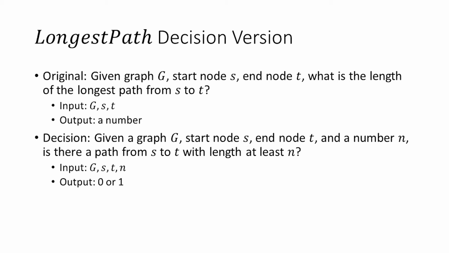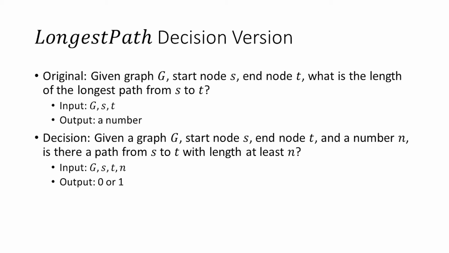For the longest path, one way that we could make that a decision problem is that we could say, given a graph and a start node and an end node and a number n, is there a path that goes from the start node to the end node where the length of that path is at least the number that we gave? So now we have four values that we're giving as input: a graph, a start node, an end node, and a number n. And now this is a yes-no question. We just want to know, is there a path that's at least as long as n?